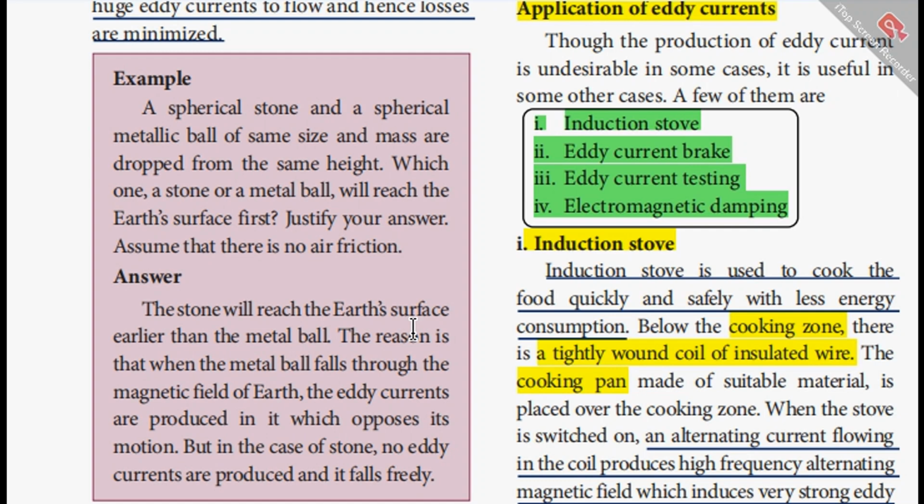What's the reason? That is, when the metal ball passes through the magnetic field of the Earth, the eddy currents are produced in it, which will actually oppose its motion.